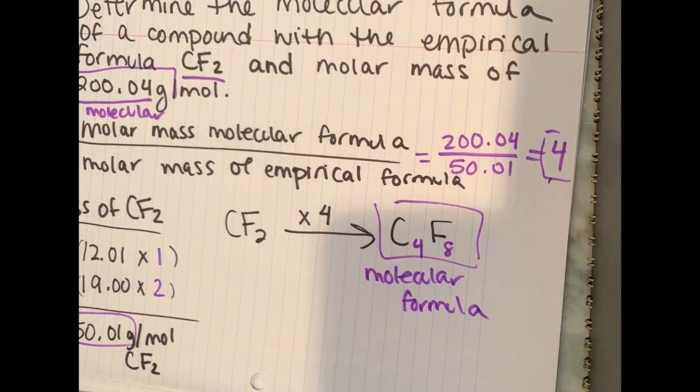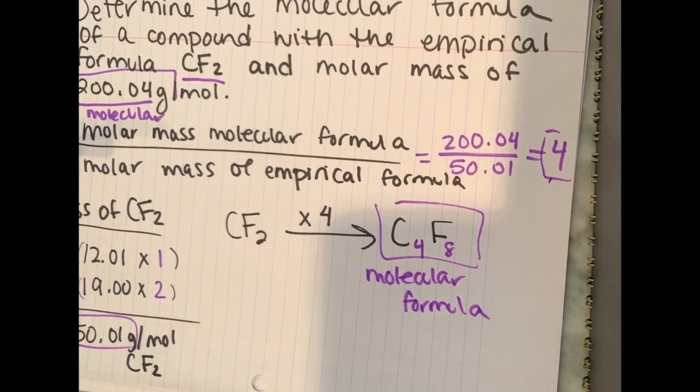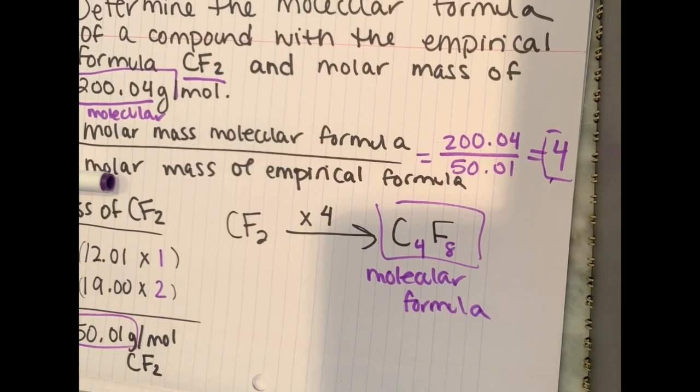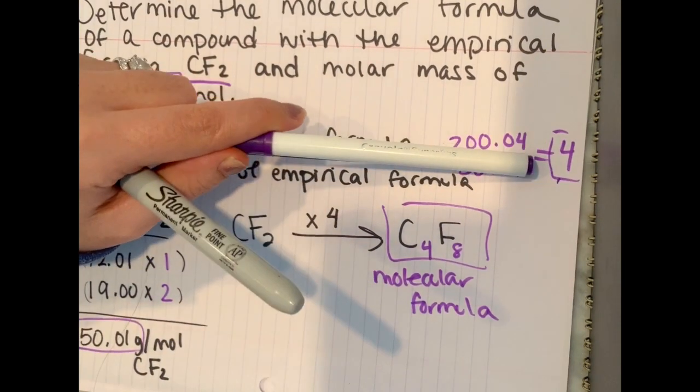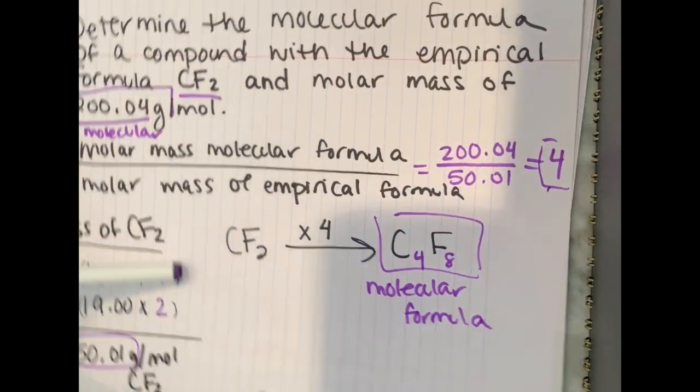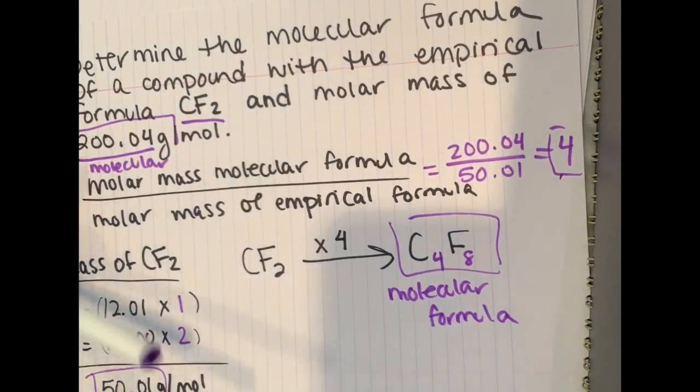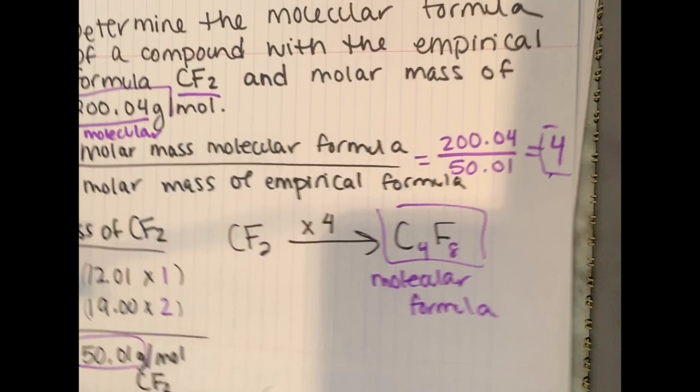Okay, so basically you just have to divide the molar mass of the molecular formula by the molar mass of the empirical formula. You'll get a whole number, and then you multiply that empirical formula by the whole number and you'll get your molecular formula.